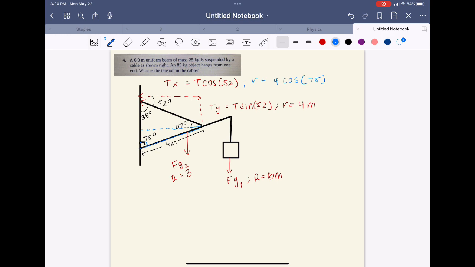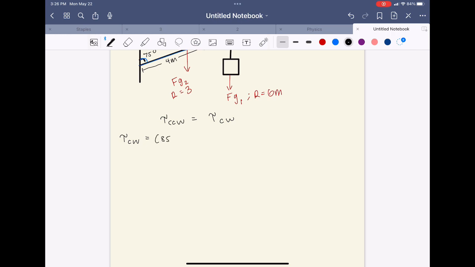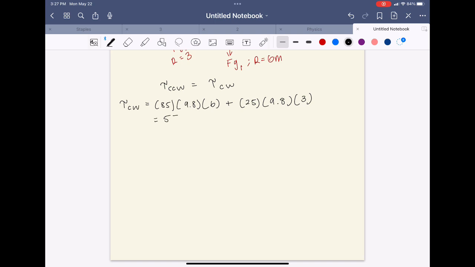And then we are going to be looking at the torque formulas to simplify all of this. So we know that the torque in the counterclockwise direction is equal to the torque in the clockwise direction. So I'm just going to be really quick solving for each side of the equal sign separately and then setting them equal. So the torque in the clockwise direction is going to be caused by the two forces due to gravity. So we have 85 times 9.8, this is going to be equal to FG1, and it has a radius of 6, plus 25 times 9.8, this is equal to FG2, and this is going to be multiplied by the radius of 3. When we simplify this whole answer, we get 5,733.